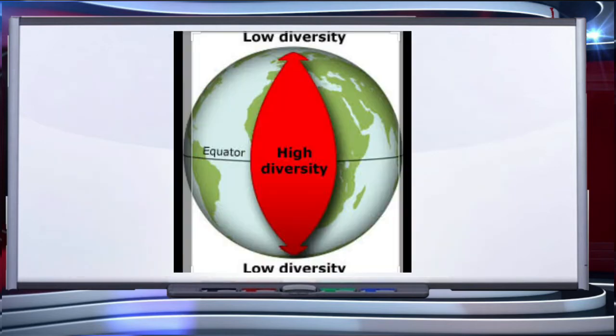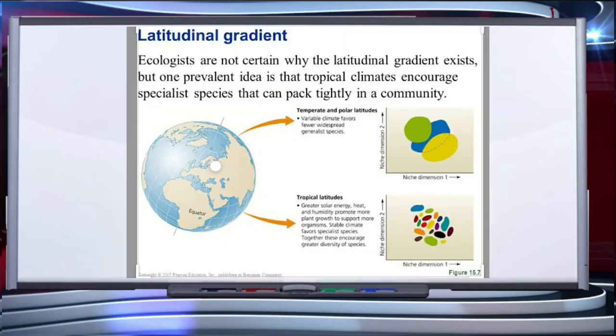Latitudinal gradients demonstrate the decrease in species diversity as we move away from the equator towards the pole, which is clearly shown in this figure. Ecologists are not certain why the latitudinal gradient exists, but one prevalent idea is that tropical climates encourage specialist species that can pack tightly in a community. The tropics, with a latitudinal range of 23.5 degrees north to 23.5 degrees south, harbor more species than temperate or polar areas. Studies indicate that the tropical areas have more biodiversity.